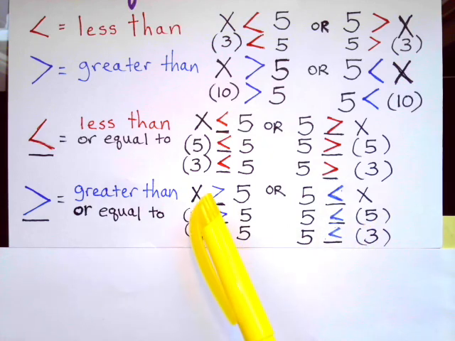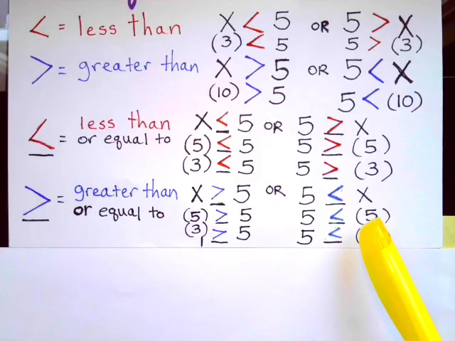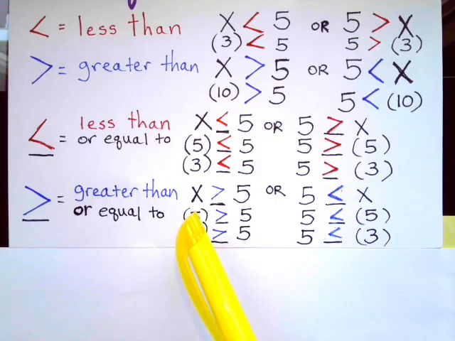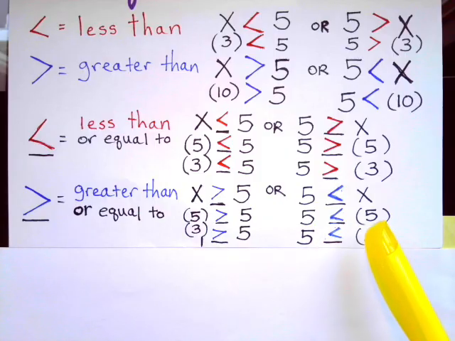Let's put in some values so this makes sense. I'm going to substitute 5 for x on both sides here, both examples. And 5 is greater than or equal to 5. Of course, 5 is greater than or equal to 5. 5 is equal to 5. This makes a true statement. Or 5 is less than or equal to 5. Of course, this is true. 5 is equal to 5.